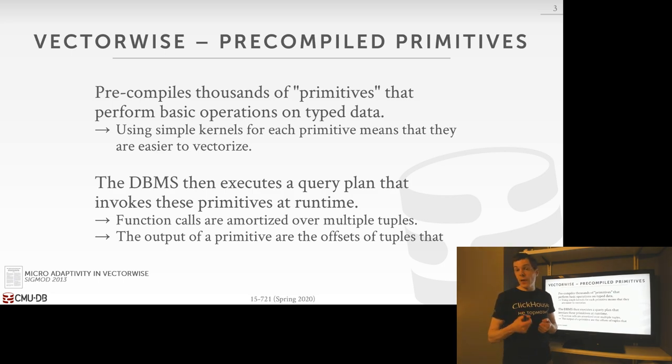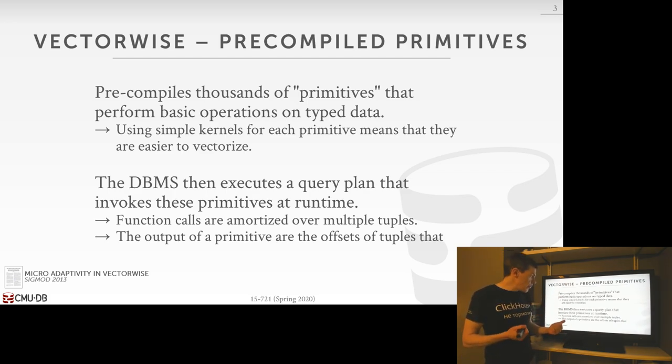So a primitive might be like evaluating a predicate with an inequality, less than, greater than, right? You have separate primitives for all of these, and then you have one for each type your database system supports. So the idea is that the database developers would write all these primitives, and then they get compiled into the database system binary that's shipped to customers or users.